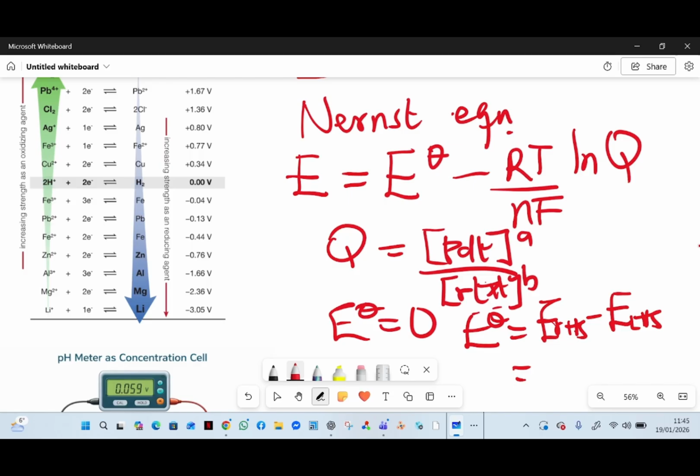So let's say, for example, if we were using lead to lead 2 plus, then both reactions between lead 4 plus going to lead 2 plus will be 1.67 at the reduction half and then minus 1.67, giving us 0. Based on this, we see that there's not going to be any potential based on the potential difference of the electrodes, but there's going to be a potential developed in the cell as a result of the concentrations.